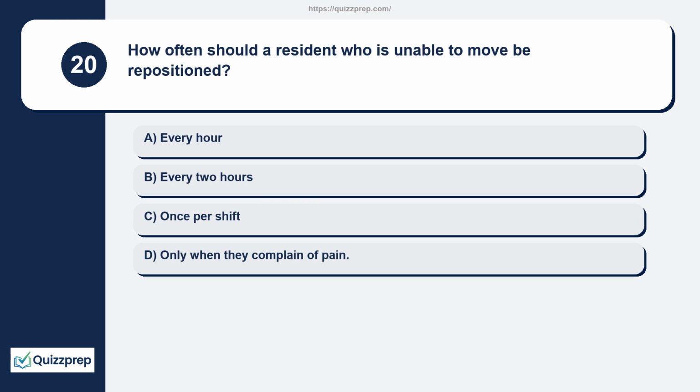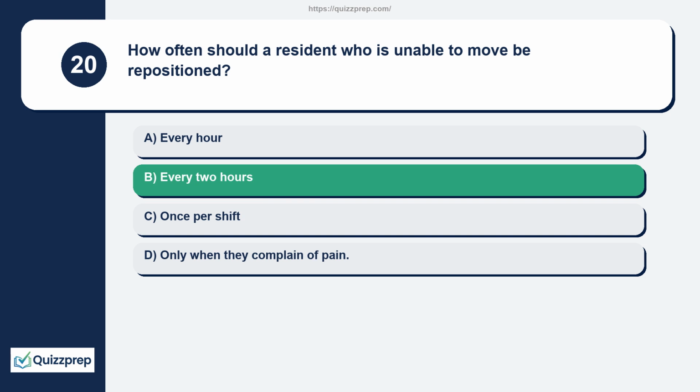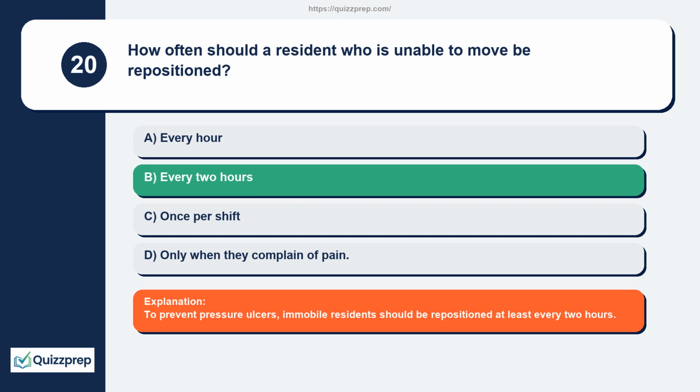Question 20. How often should a resident who is unable to move be repositioned? Every hour, every 2 hours, once per shift, only when they complain of pain. To prevent pressure ulcers, immobile residents should be repositioned at least every 2 hours.